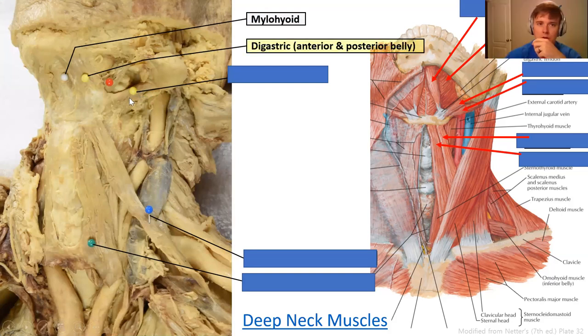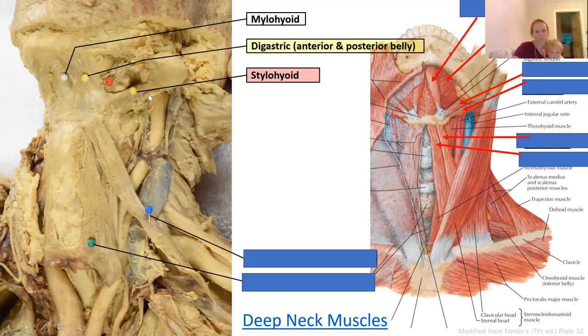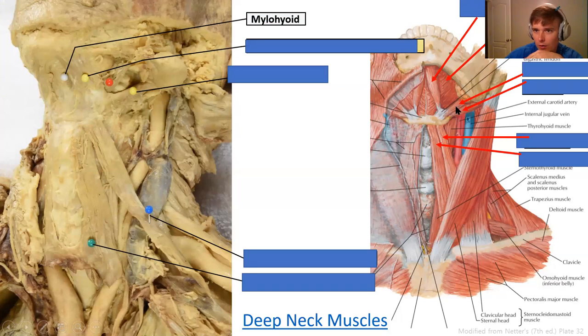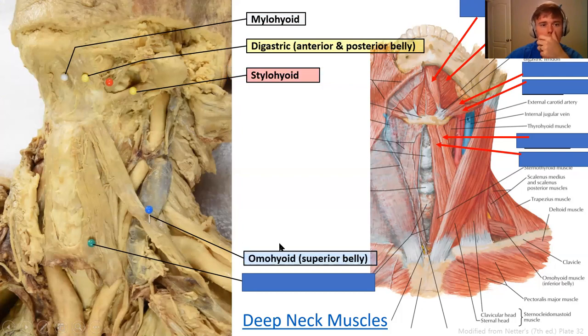Now this one, there's a lot of confusion on this one. Yeah. The red dot in the video, he said, is still part of the mylohyoid. And as you can see, that does make sense. What would we call this? So, I guess it's right here. So the stylohyoid is on top of the omohyoid there. Not the omohyoid, I'm sorry. Posterior belly of the digastric.